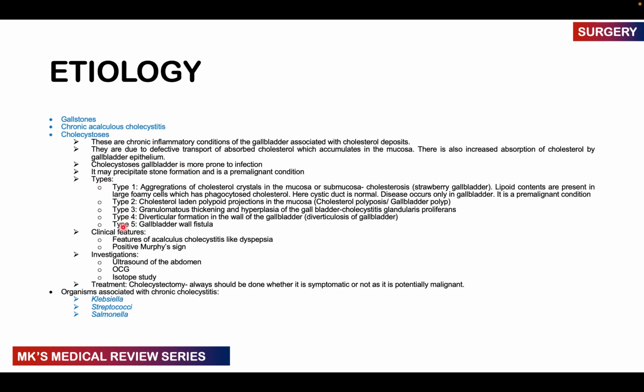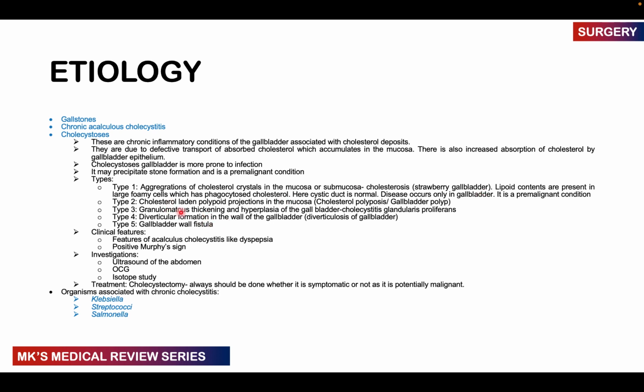Type 1 through up to type 5. Type 1 is where you have aggregations of cholesterol crystals in the mucosa and submucosa. We call this a strawberry gallbladder. You may have some lipid contents present in large foamy cells, which have phagocytosed cholesterol. Here the cystic duct appears normal, and the disease only occurs in the gallbladder. This is considered a pre-malignant condition.